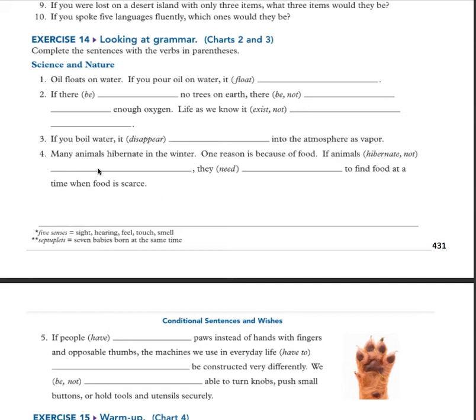Number 4, many animals hibernate in the winter. Hibernate means sleep. One reason is because of food. If animals did not hibernate, they would need to find food at a time when food is scarce. That's the simple past, and then would and need. So you say this is unreal, contrary to fact, unreal in the present or future. Okay?